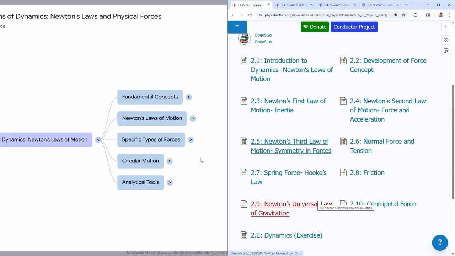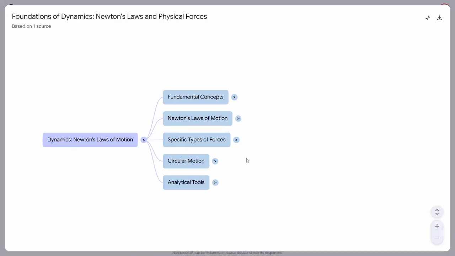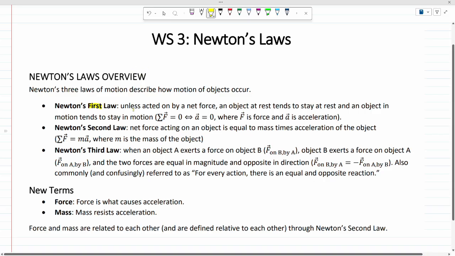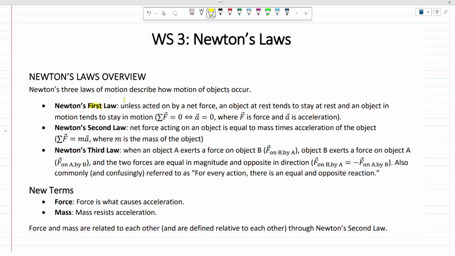One thing I thought I would do is summarize Newton's three laws of motion so it's on one screen. I'm borrowing this from an old worksheet for my other class, but it's still conceptual, so I think it's okay. So Newton's first law: unless acted on by a net force, an object at rest tends to stay at rest, and an object in motion tends to stay in motion.